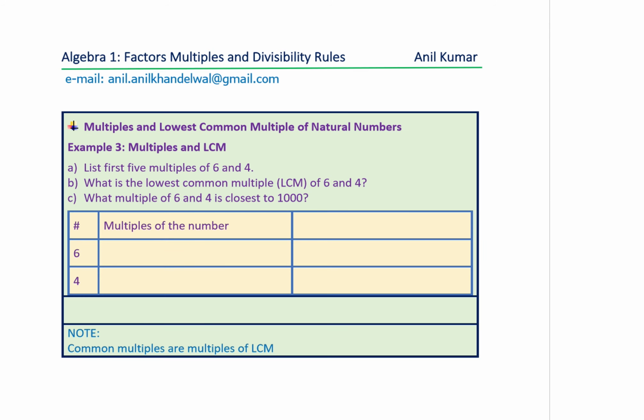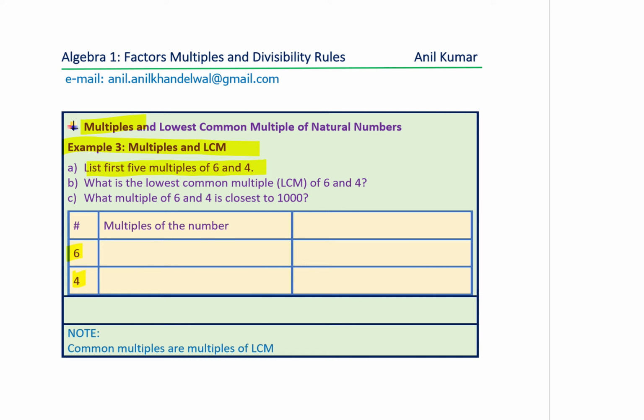Now let's move on and see about the multiples now. So we have seen the factors. Now let's talk about the multiples. The example here is example 3, where we'll see the multiples. The question here is, list first 5 multiples of 6 and 4, not the factors, multiples. Right? So what will you do? You write 6 and 4 and write down their multiples.